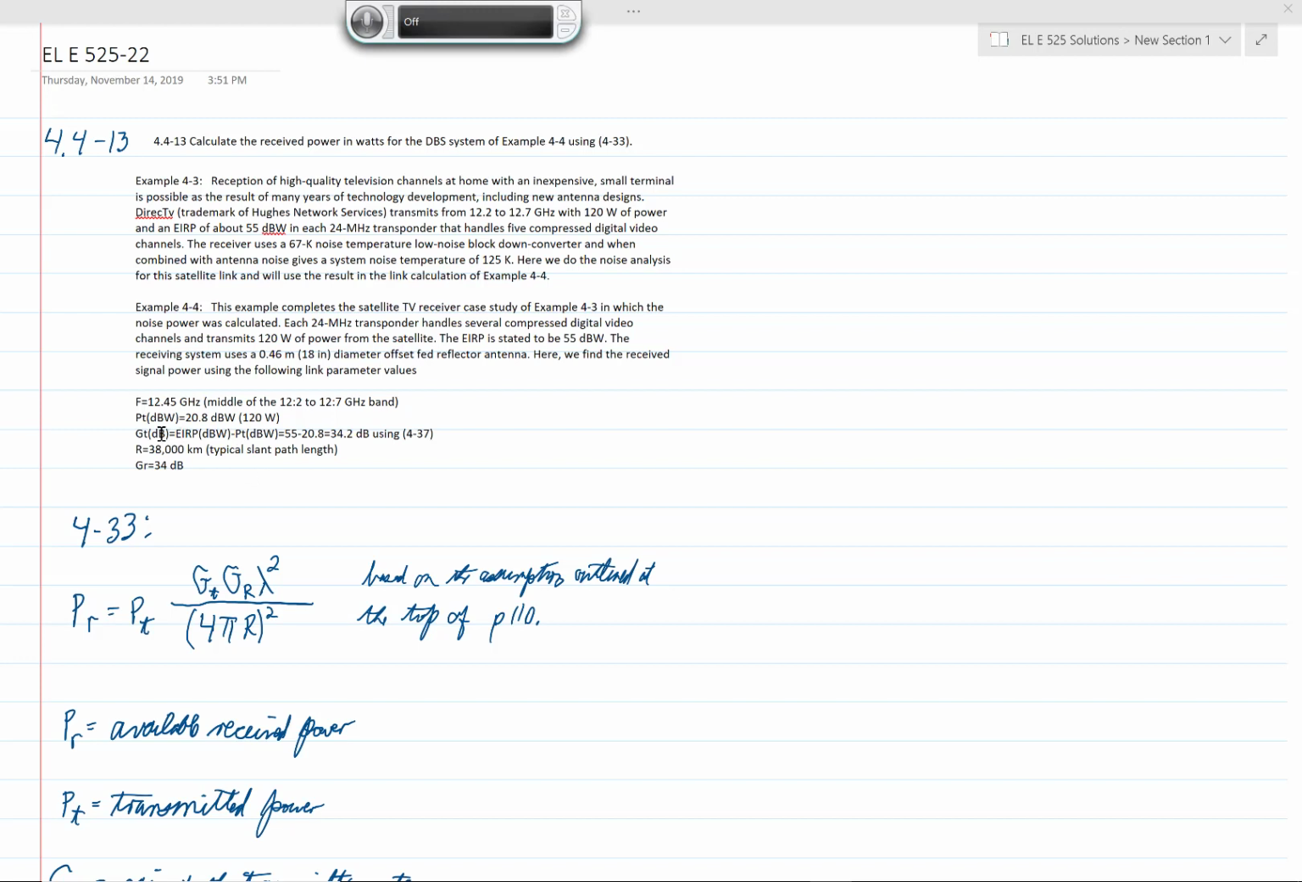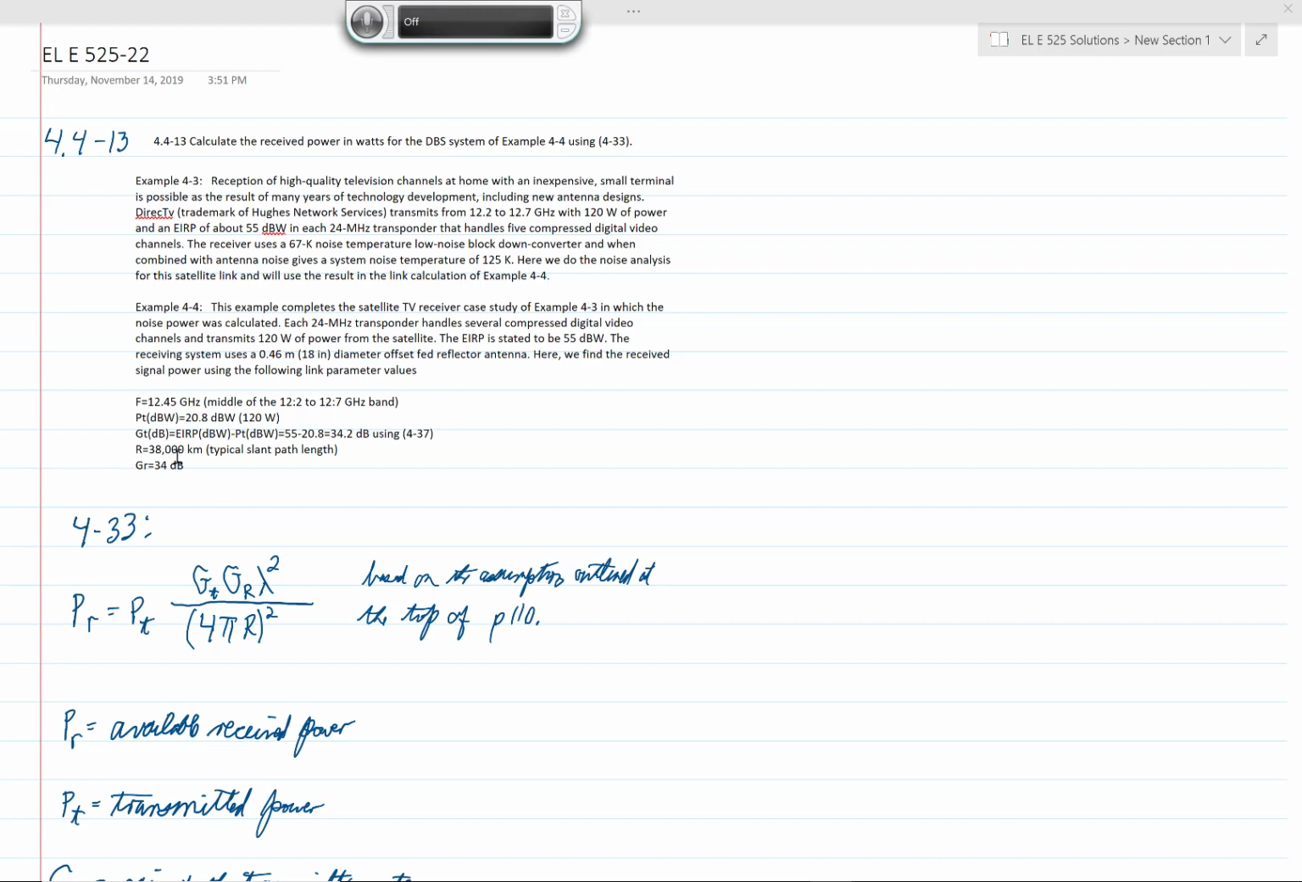The gain of the transmitting antenna in dB is equal to the effective isotropically radiated power in dBW minus the transmitted power in dBW, and that's equal to 55 minus 20.8, or 34.2 dB. And that end result is all you really need. You don't need to really know the details of how it was calculated. You just need to know that G_T, the gain of the transmitting antenna in dB, is 34.2 dB.